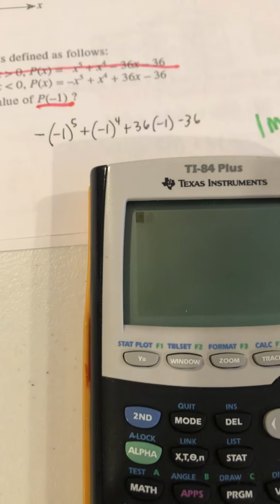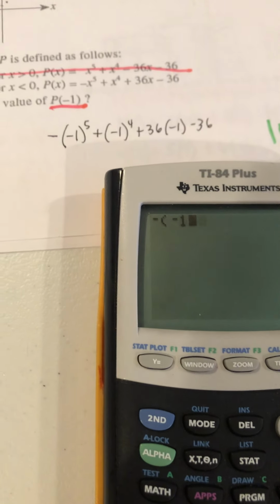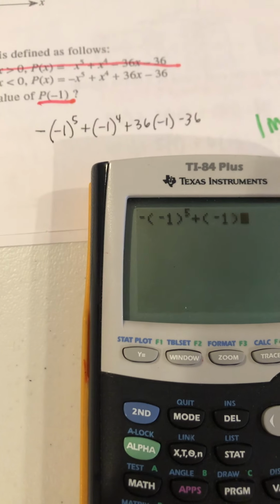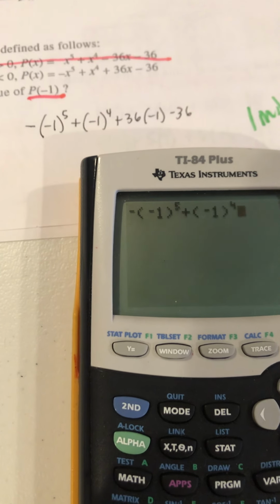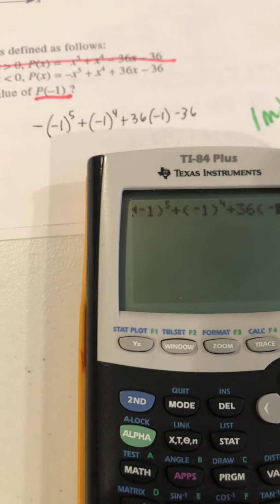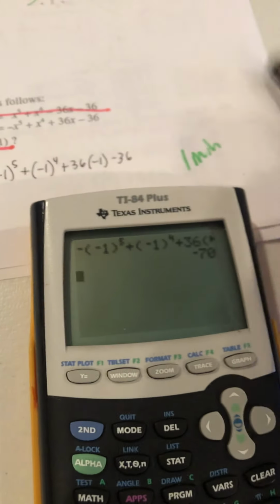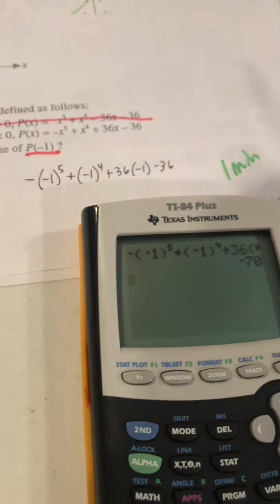So I would again put in -1 to the 5th plus -1 to the 4th plus 36 times -1 minus 36. And so you get -70 for A.